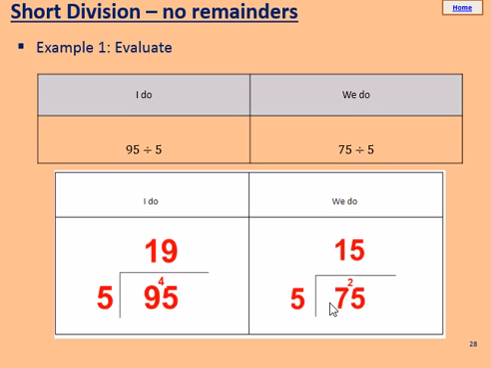Okay, so 75 divided by 5. Put the 75 under the bus stop. The 5 to the left. How many 5s into 7? That's 1. Remainder 2, so we carry the 2 and place it there. Now we've got 25 here. So how many 5s into 25? That's 5. So we have 1 and 5. 15 is our answer. Well done if you got that right.